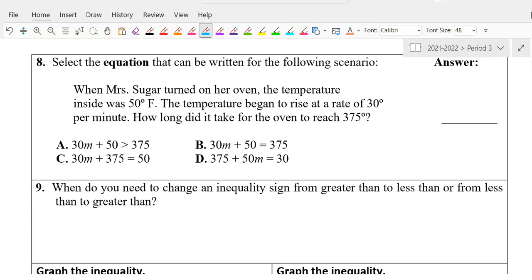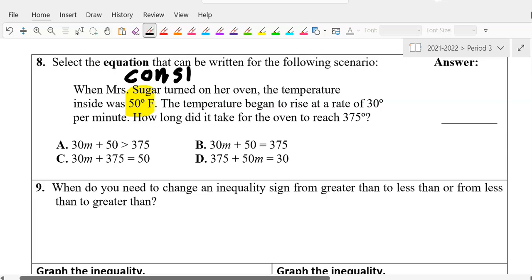Was it Uncle Joe or Enosuke right now? It's Uncle Joe. What does that tell us? It tells us that was a starting point. It was a constant. So we're starting at 50 degrees. That means we're going to use what we call in math a constant. Everybody say constant. Constant. C-O-N-S-T-A-N-T. So write that down, constant.